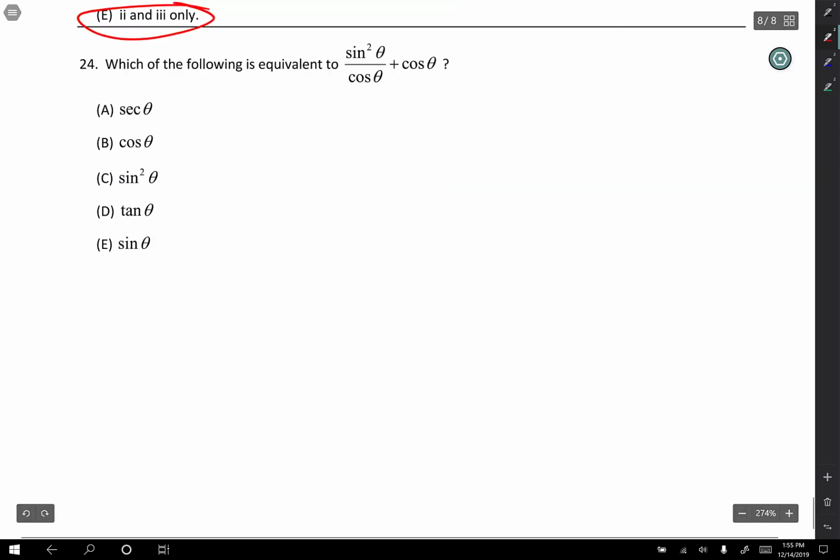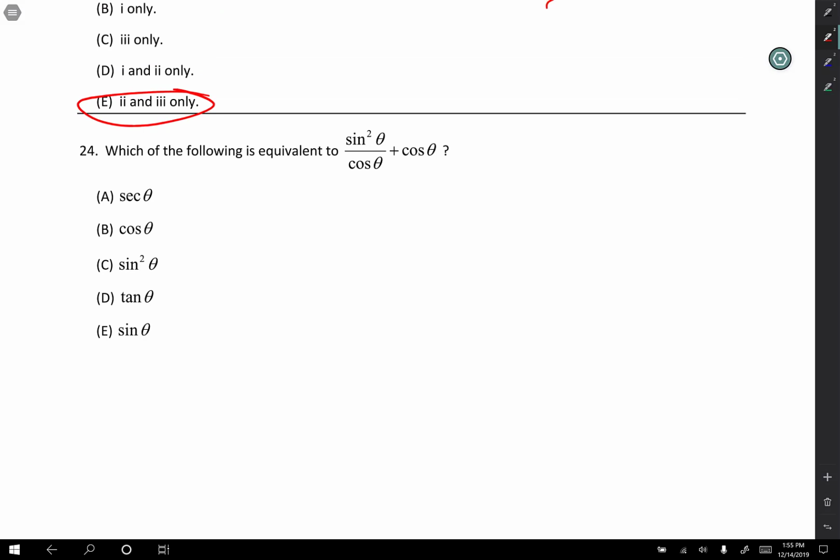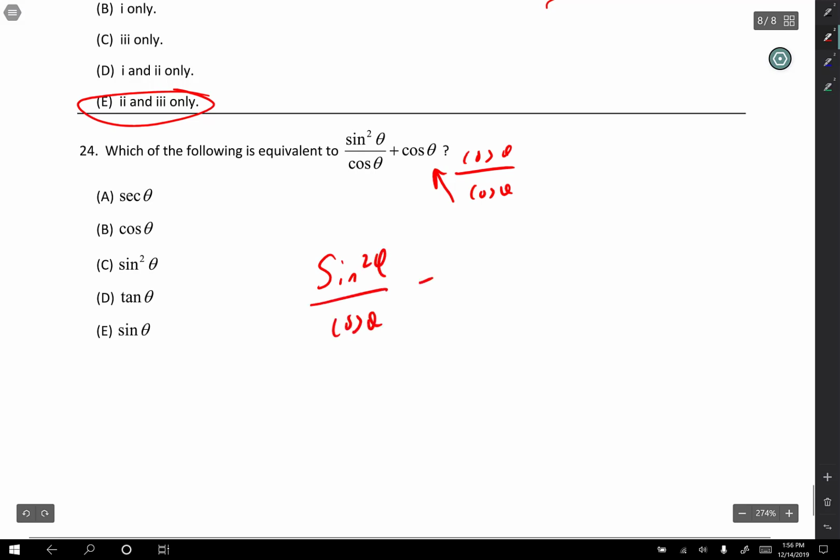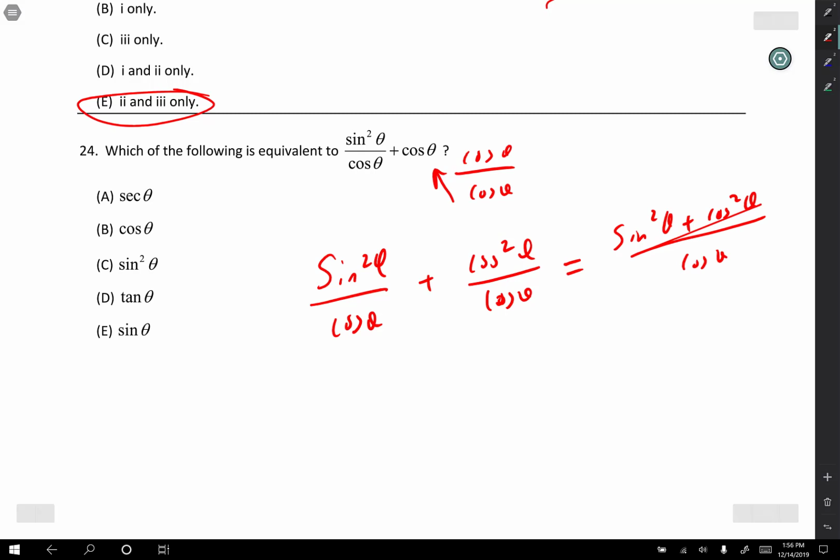All right, last one here, it looks like. Which of the following is equivalent to this particular expression? So I need a common denominator. I'm going to multiply this term over here by cosine theta over cosine theta. When I do that, I get sine squared theta over cosine theta plus cosine squared theta over cosine theta. And then we recognize that we have sine squared theta plus cosine squared theta all over cosine theta. Sine squared plus cosine squared is 1. So 1 over cosine theta, and 1 over cosine theta is secant theta.